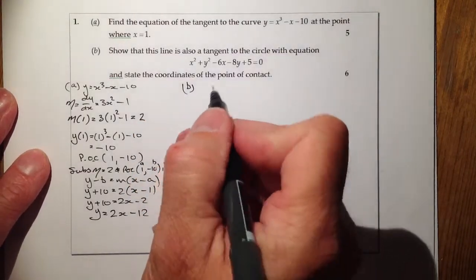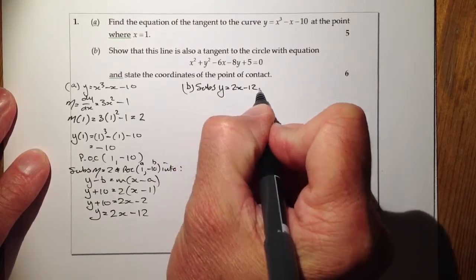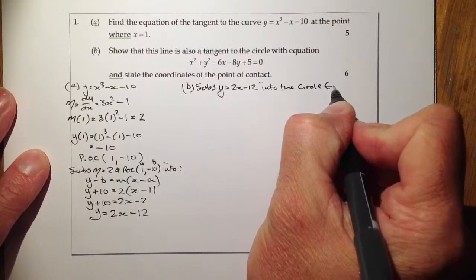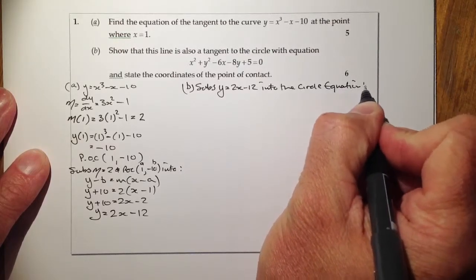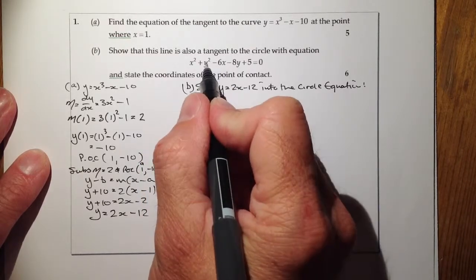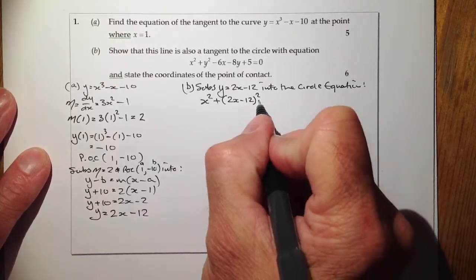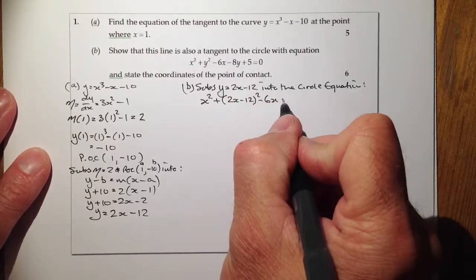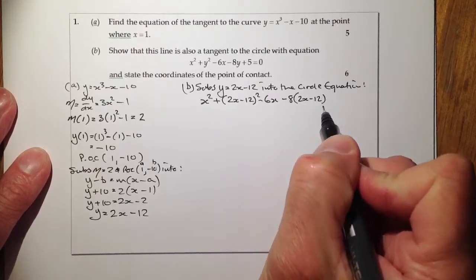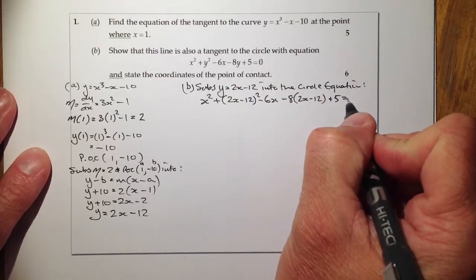Right, so what we'll do first of all is substitute y is equal to 2x minus 12 into the circle equation. Okay, and what we've got here is x squared plus, instead of y, I'm going to put in (2x minus 12) squared, minus 6x, and then I've got minus 8 times y, and again I'll substitute 2x minus 12, and from there I've got plus 5, and that equals 0.